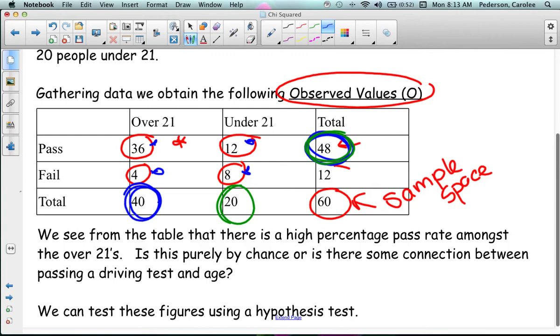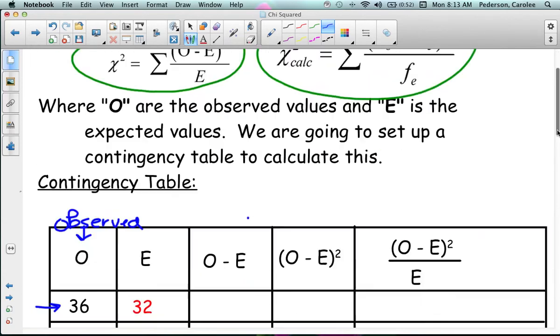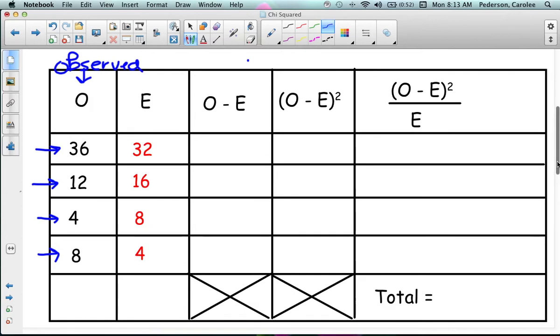Then we went out and calculated the expected. So this is what we call the contingency table. These are your observed, and then the next column is your expected. You take your rows and your columns, multiply them together and divide by the sample space. And now here's how you calculate chi-squared.